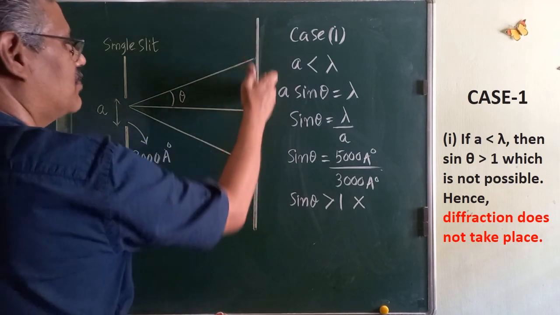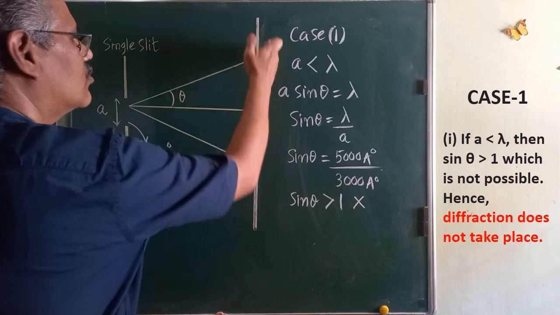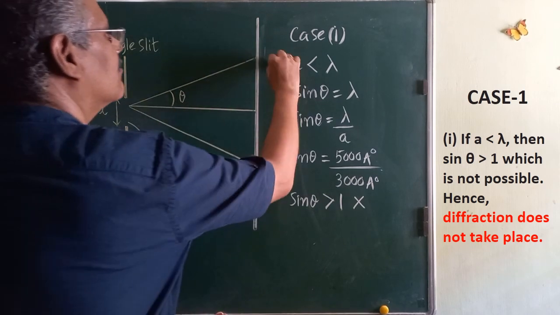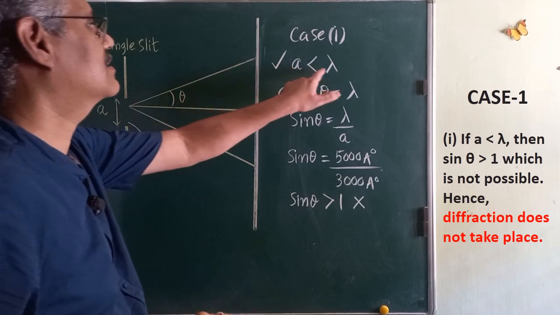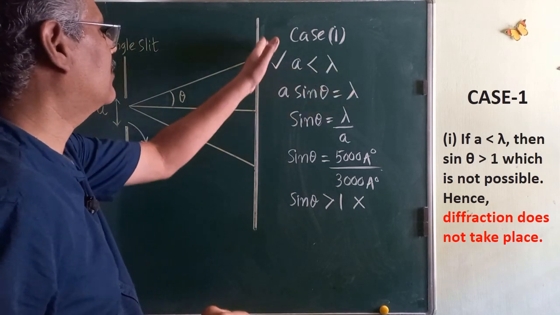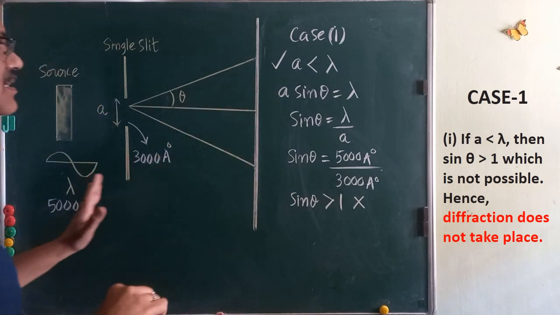That's why I left it blank here. No central maxima, no fringes, nothing would be observed here. When a is lesser than lambda, no diffraction pattern would be seen. That is the first conclusion. Okay.